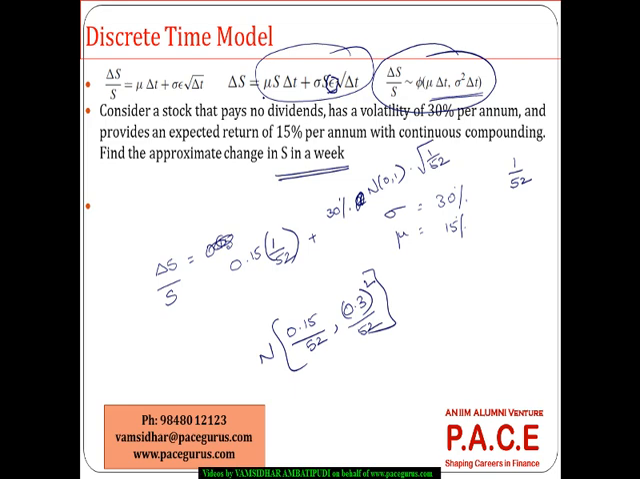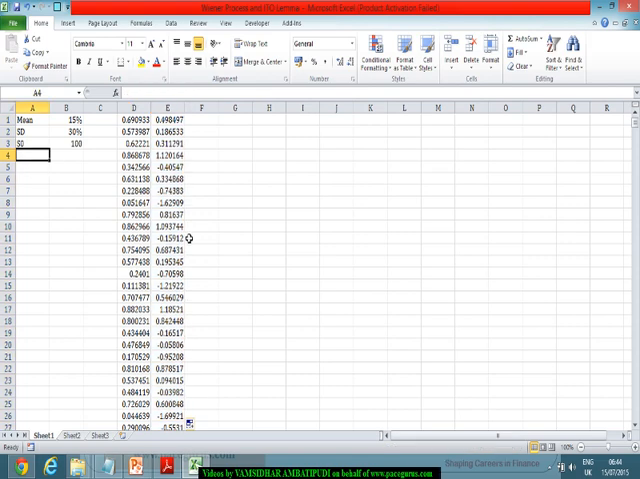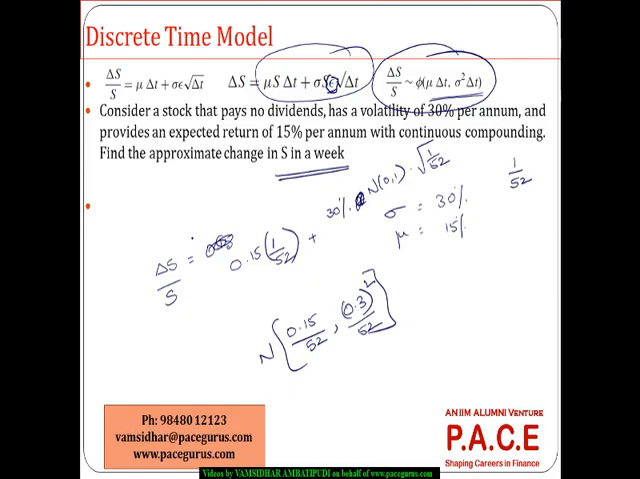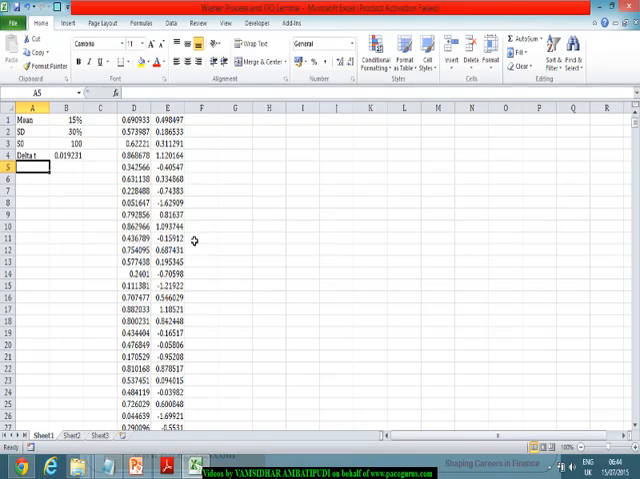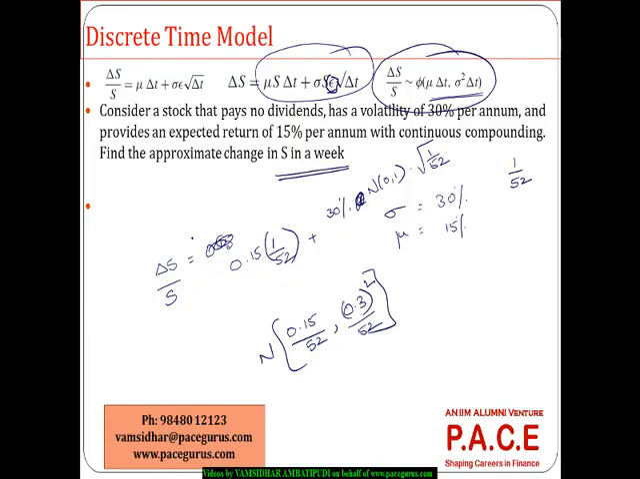Now I know the mean, I know the S, I know delta T, everything. So let me talk about delta T now. Delta T for me is 1 by 52 because I want to generate for a week. I also require the square root of delta T, which will become the square root of this.